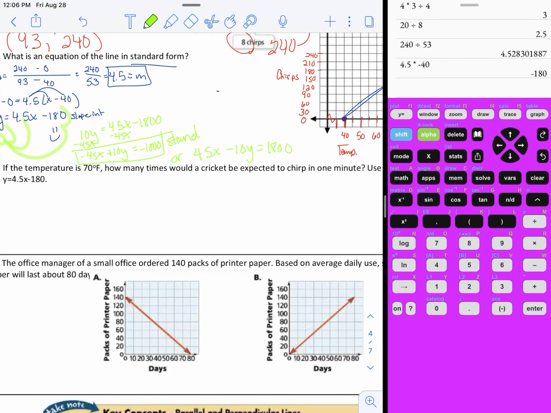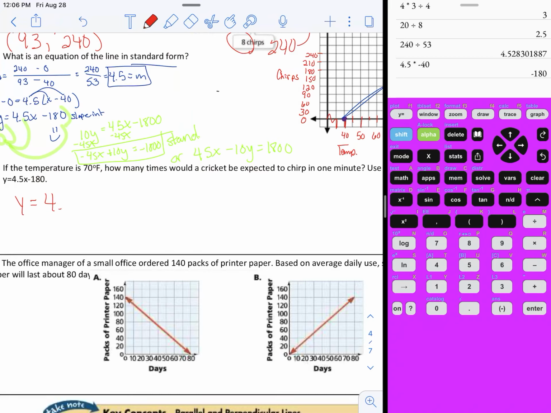Now what we can do is take that equation based off those two itty-bitty points and predict something we don't know. So let's say it's 70 degrees outside and we're like, I wonder how many times a cricket's going to chirp, because I know that's what you guys did this summer. Actually, with COVID, that might have been what you did. So there's really nothing else to do except to count the crickets.